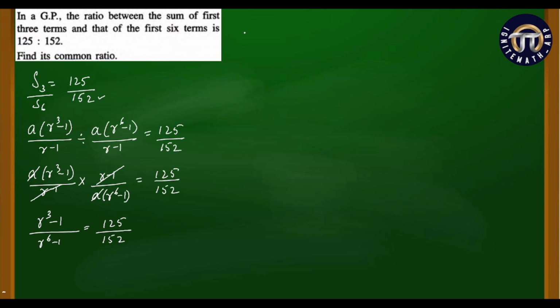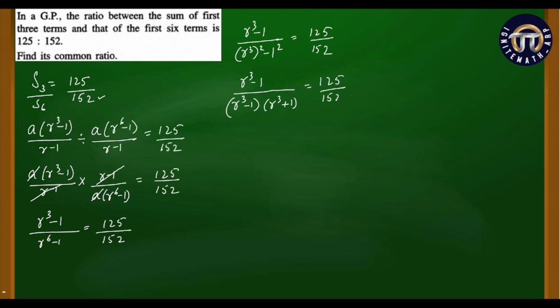So later I can write this one as r to the power of 3 minus 1 by r to the power of 3 square minus 1 square is equal to 125 by 152. So r to the power of 3 minus 1 by here I can write it looks like a square minus b square. So (r to the power of 3 minus 1) and (r to the power of 3 plus 1) is equal to 125 by 152.